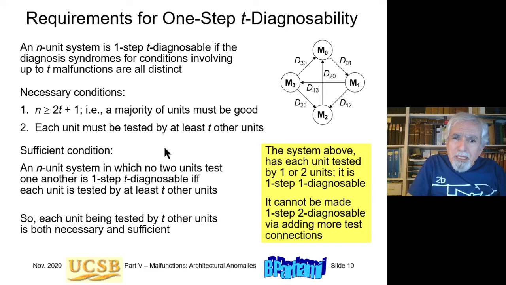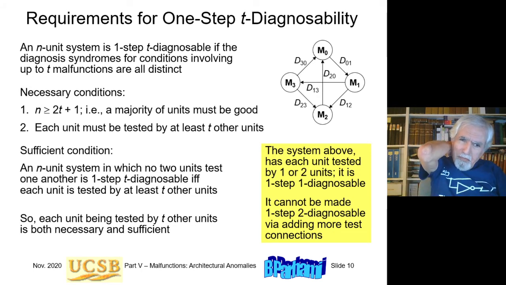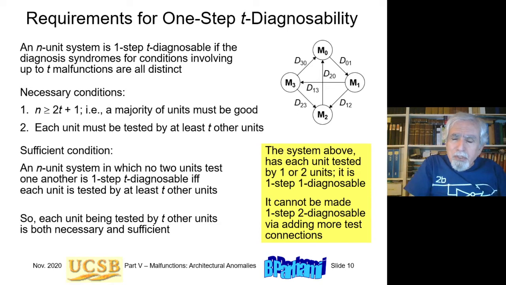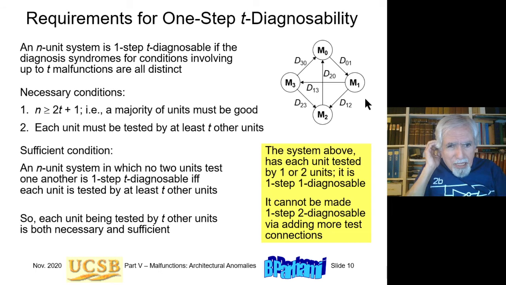And each unit must be tested by at least t other units. So there are two necessary conditions: n greater than or equal to 2t plus 1, and each unit must be tested by at least t other units. That also tells us that this system cannot be two-diagnosable because M1 is being tested by only one unit. Okay? It can't be with 4 nodes, but even if it had 5 nodes and we had this situation that M1 was diagnosed only by one unit, then it could not be two-diagnosable.